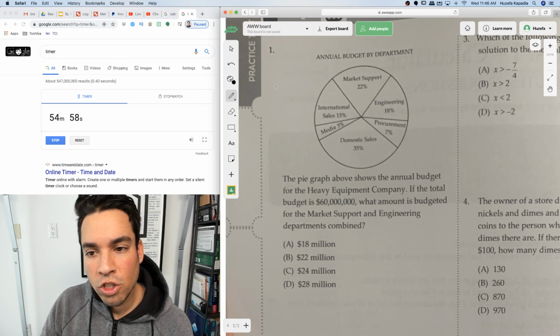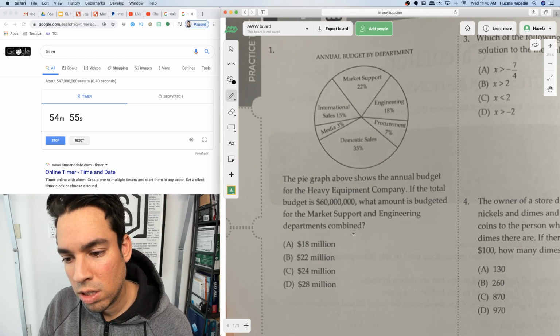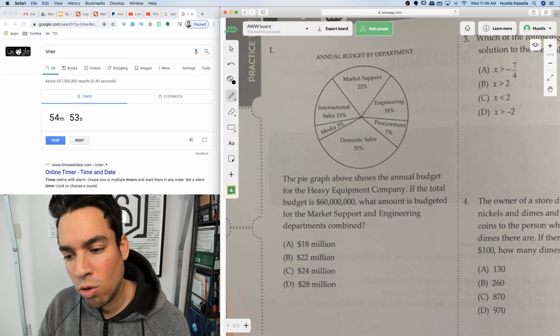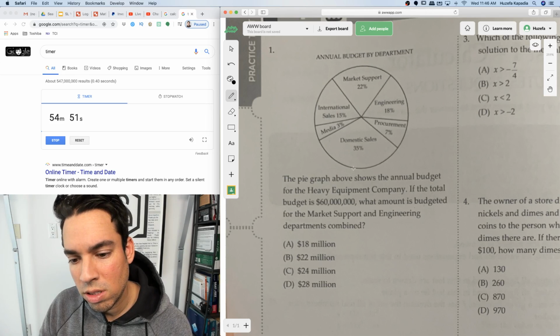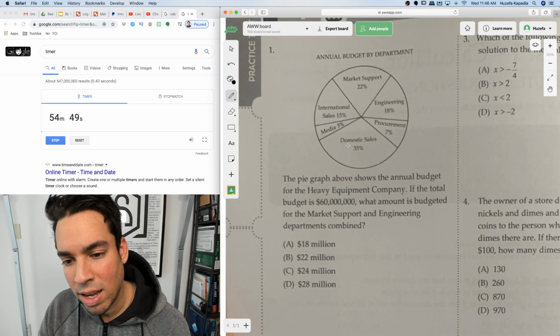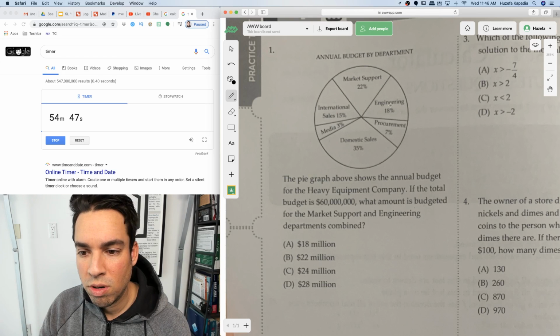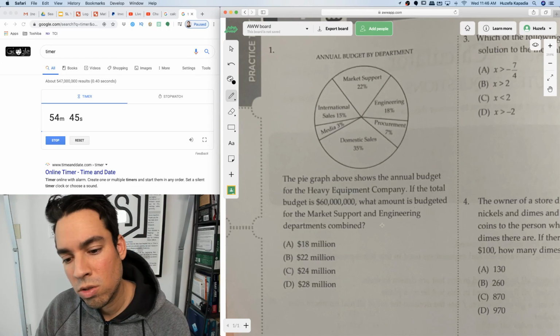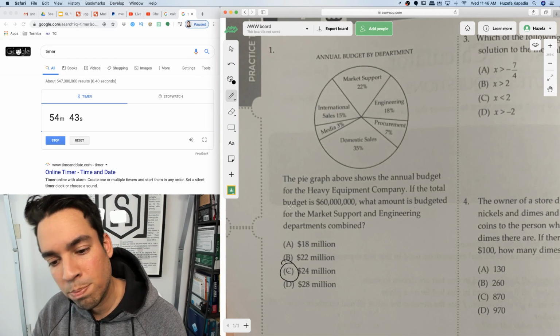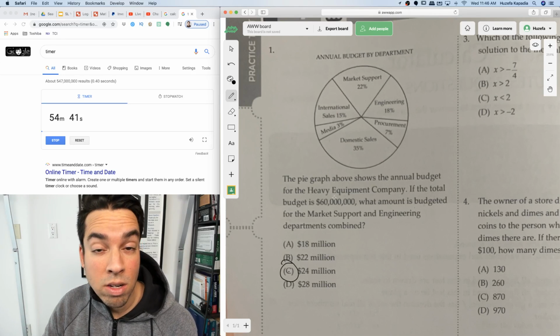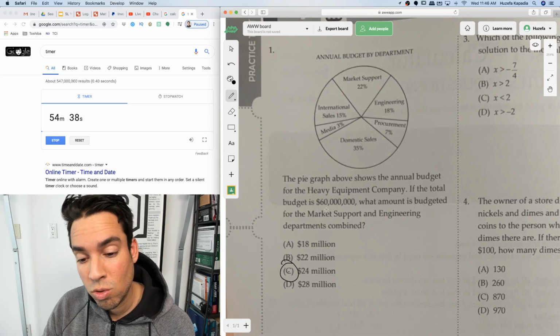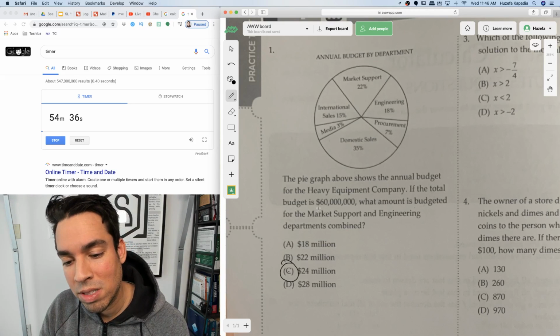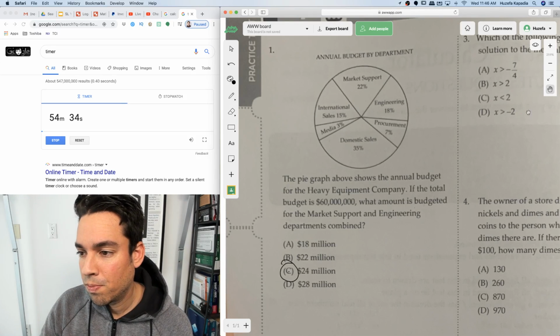Okay, annual budget. The graph shows the annual budget for the heavy equipment company. The total budget is 60 million, so the total is 60. What amount is budgeted for the market support and engineering? That's a total of 40%, so it's 24 million, because it's 0.4 times 60 million. I know that 4 times 6 is 24, so 0.4 times 60 is going to be less. It's got to be 24.